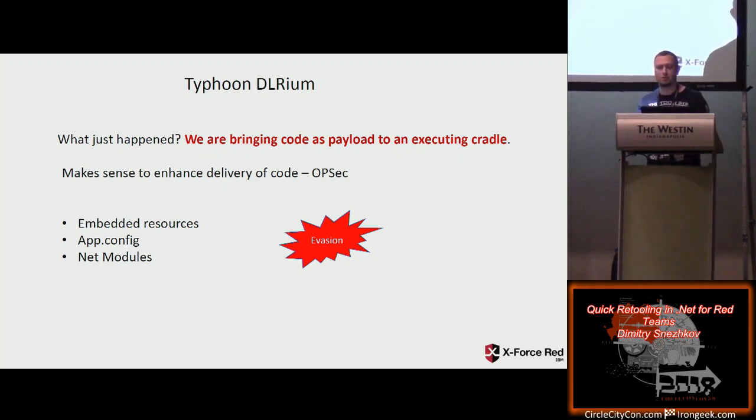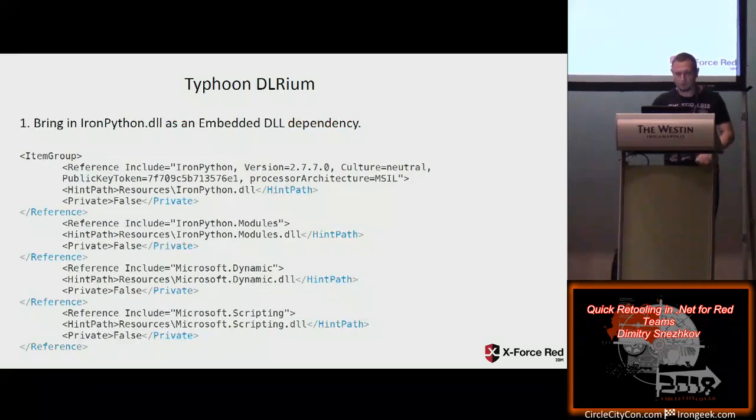You could potentially, well, first of all, we're bringing code as payload, right? That's clear here. We're bringing Python code, nothing else. But we need just one dependency. We need that IronPython.dll. We somehow need to bring it into the environment. We can bring it in as part of the typhoon.exe as an embedded resource, we can bring it in via an app config instruction as a fetch. And we can actually do other crazy things like .NET modules. And let's look at those.